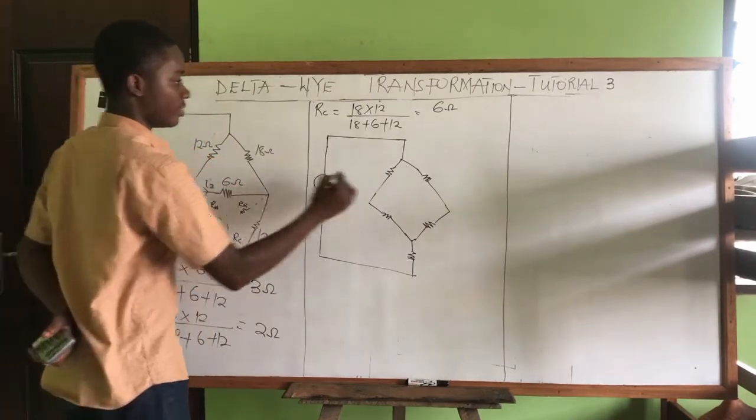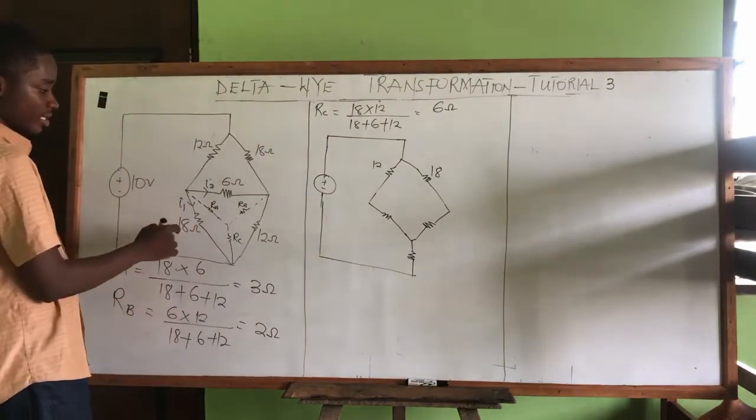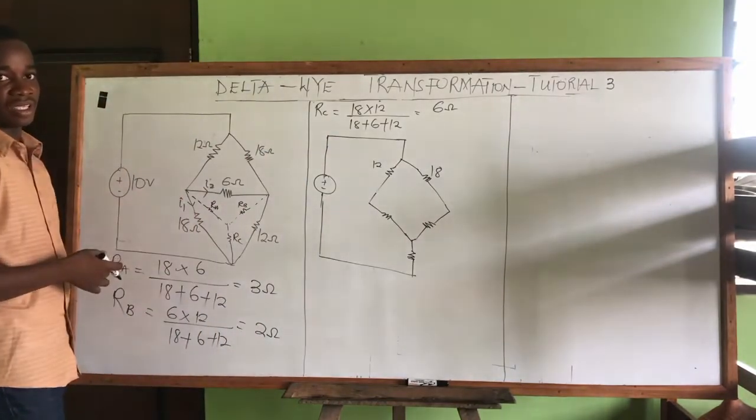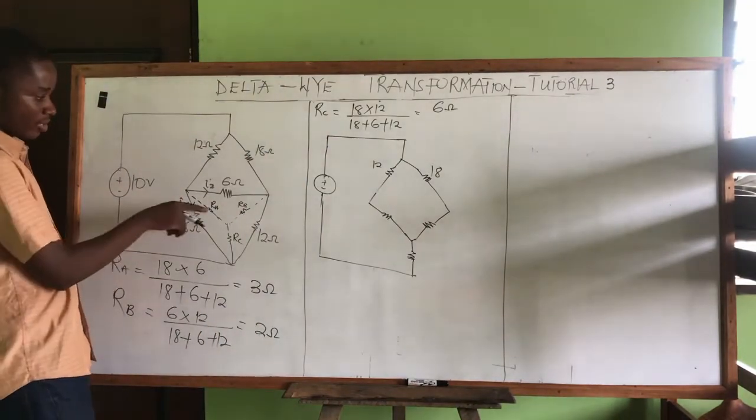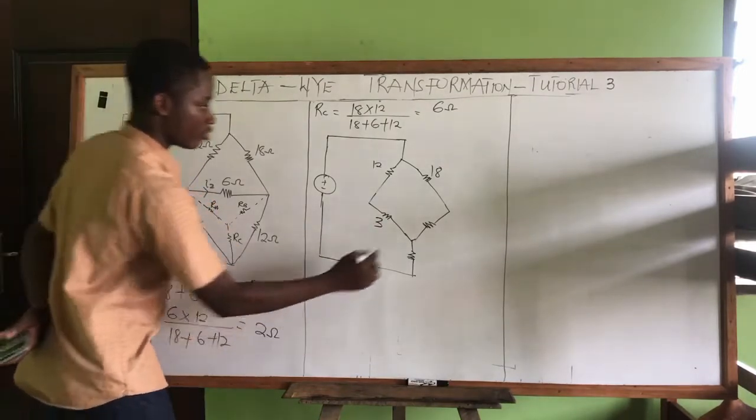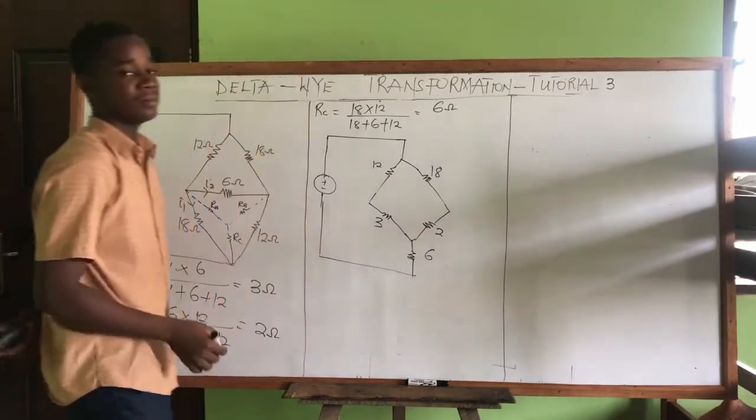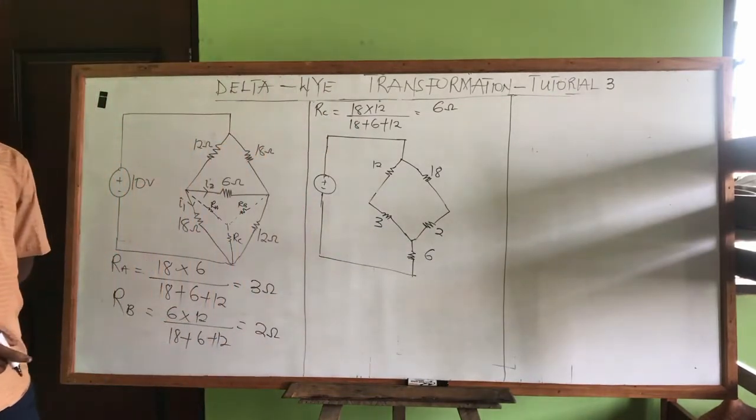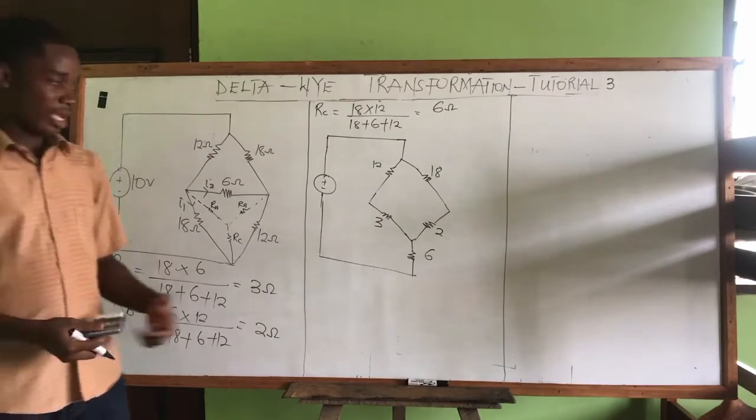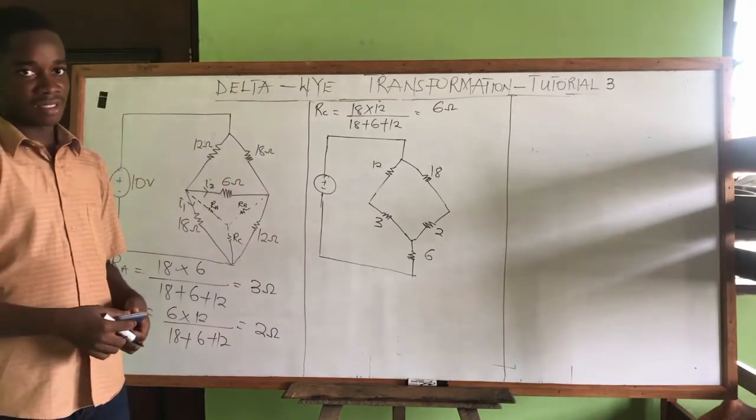So let's have our values there. We have 12 and 18. Since the 18 and 12 of the old delta are not going to appear in our new circuit, we have RA, which is 3, RB, which is 2, and RC, which is 6. Now let's see how we can get our total resistance. We've transformed, so we can now apply our network reduction and get our total resistance.